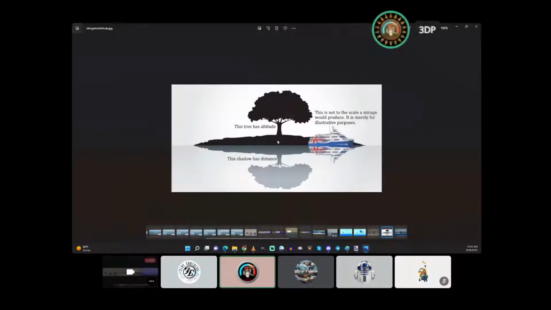Now, when we see a tree with its shadow beneath it, it appears vertically beneath in a 2D sense. But it's actually this. If you were to go right here, you would be 300 feet away from the tree. You're not underneath the tree. You're away from the tree. And the same thing with the mirage. This is not under the boat; it's away from.